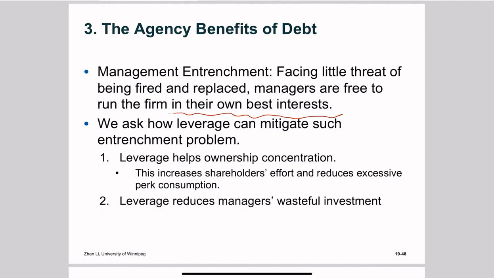First, ownership concentration. This is actually a very, very intuitive argument. Basically, it says that if you use equity, then the ownership concentration will be reduced. So in this case, CEOs could work less hard, or they could increase their perk consumption.